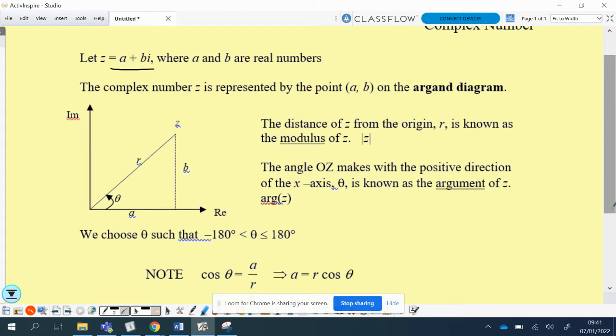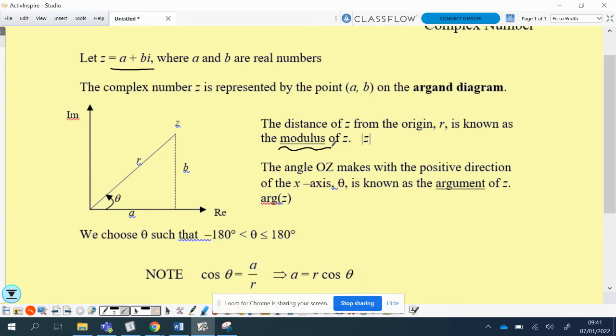But there's a couple of things that come from that. So the distance of z from the origin, which I've noted here as r, is known as the modulus of z. In other words, it's the size of z. How big is that complex number? The angle OZ makes with the positive direction of the x-axis, theta, is known as the argument of z.